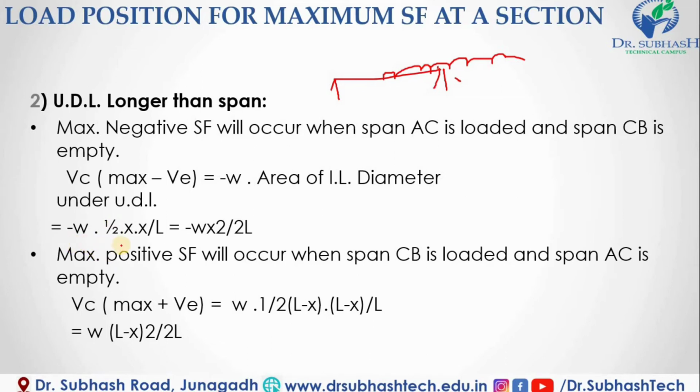What should be the area? 1/2 into X by L is nothing but the area of one triangle. 1/2 into X, this is the X, and the intensity should be X by L. So use the equation of the triangle, 1/2 X into X by L. So finally we find minus W X squared divided by 2L.